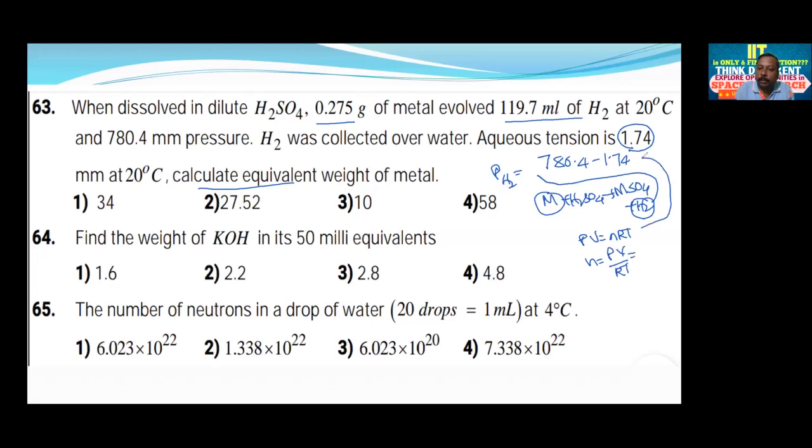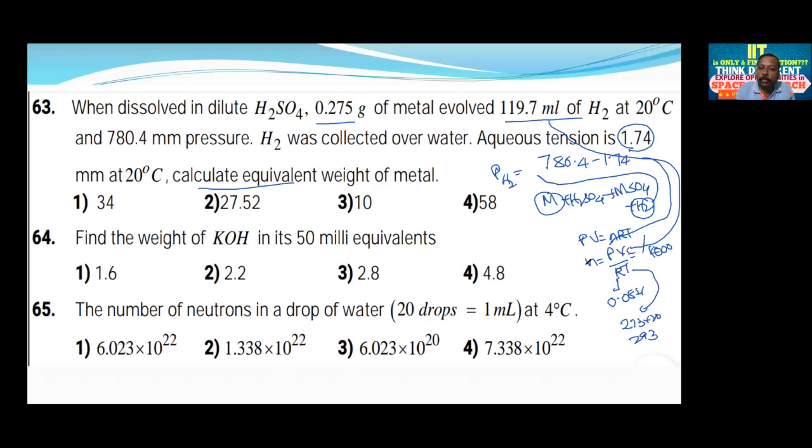You will write the pressure, and volume is in milliliters. So 0.0 you can convert into liter. Divide by 1000, it will be in liter. R value will be 0.0821, and temperature is already given, 20. So 273 plus 20, 293 is the temperature.